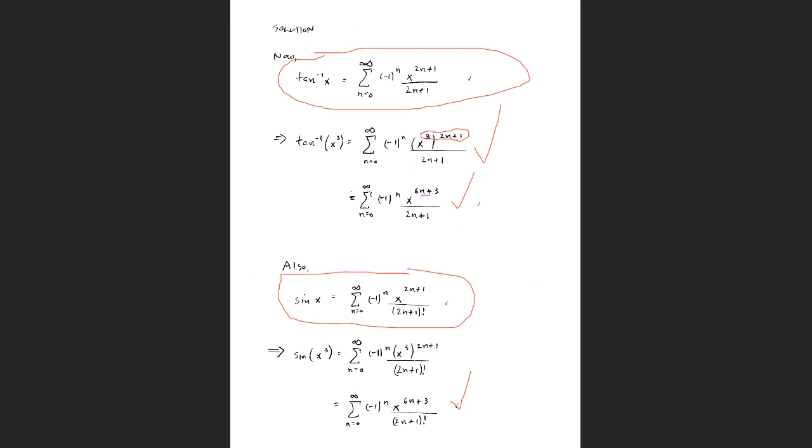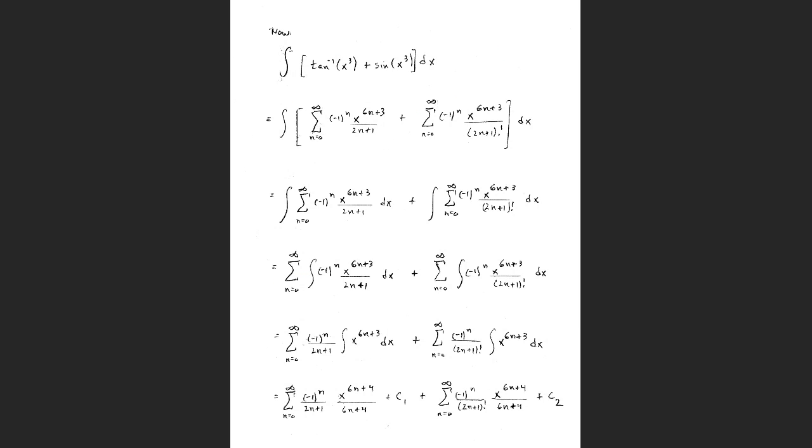So we have now established power series for the arctangent of x cubed and the sine of x cubed. So of course, I'm going to take those power series and substitute them in for the functions. Okay, that's what I do here. I substitute each of those power series in for the functions. And what I have to do is get the antiderivative of the power series.